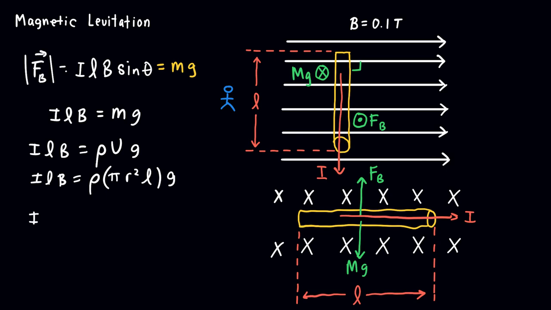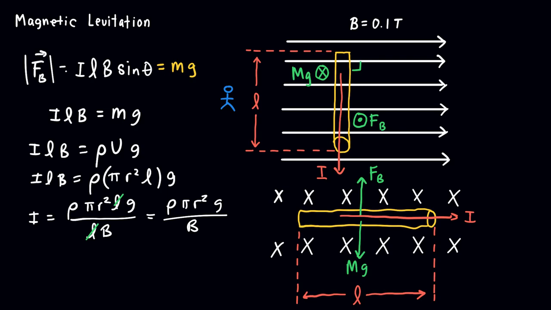Now let's solve this for the current. I equals the density times the volume times G divided by the length of the wire divided by the strength of the magnetic field. And the length of that wire is on the top and the bottom, so it cancels out, and what we're left with is rho pi r squared G divided by B. And so this expression for the current is the minimum current we would need to levitate this wire. And the only things I need to know are the density of the material that makes up the wire, the radius of the wire, the acceleration due to gravity, and the strength of the magnetic field.